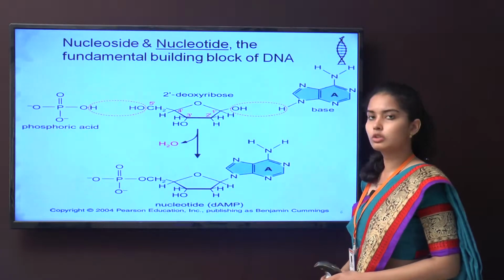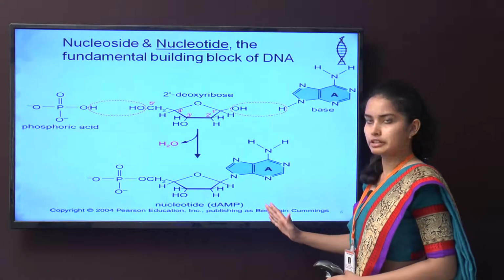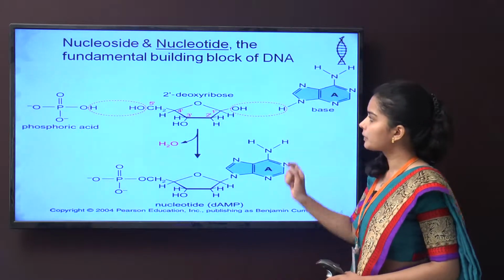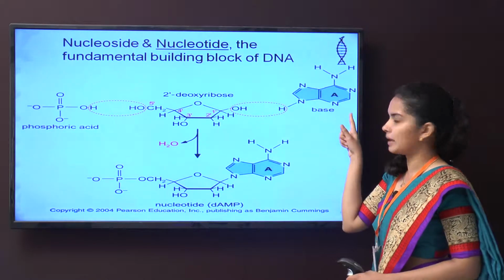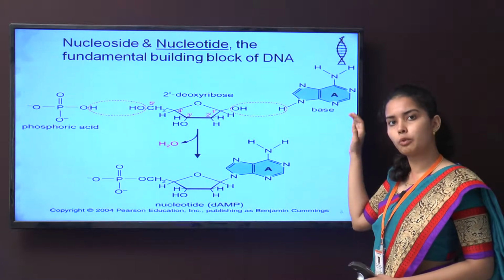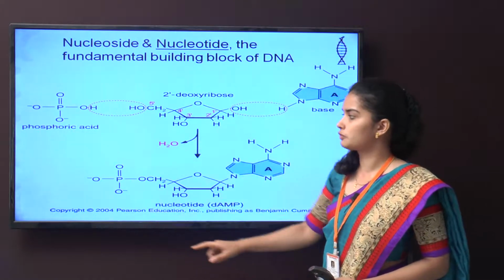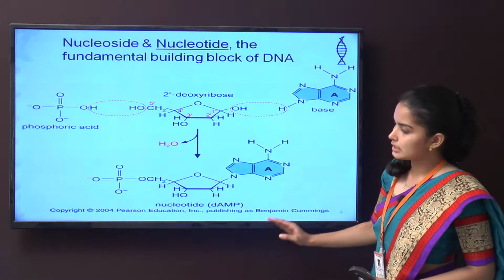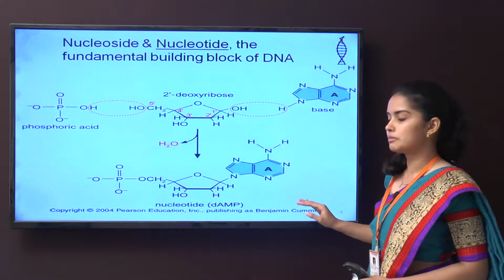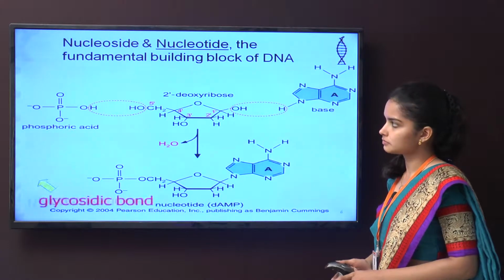Now the nucleoside and nucleotide are the fundamental building blocks of DNA. As we can see in the structure here, it has a deoxyribose, in which one of the oxygens is missing, and then it is bound to the base, that is adenine, thymine, guanine or uracil, and it also has a phosphate group, that is phosphoric acid, linked together. This is how it looks. This is known as a nucleotide. When the phosphate is removed, it becomes a nucleoside.